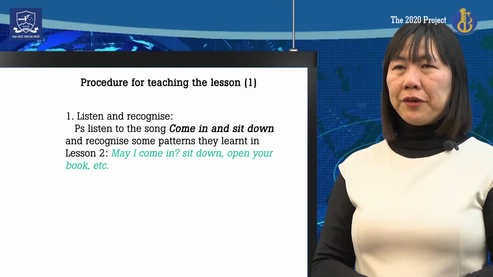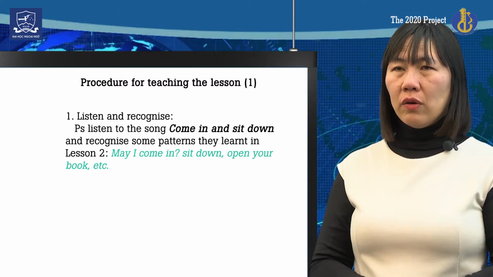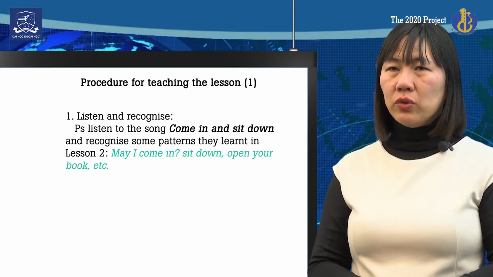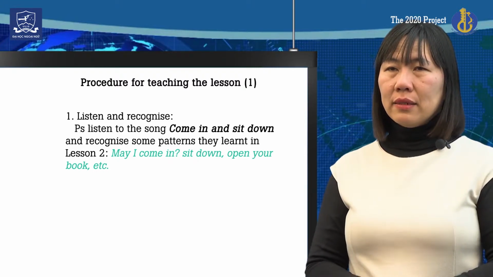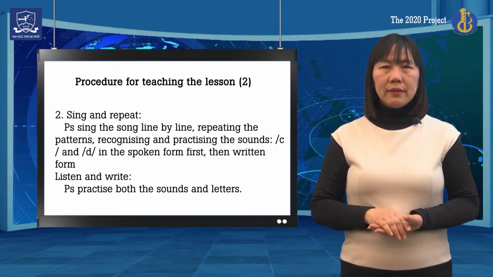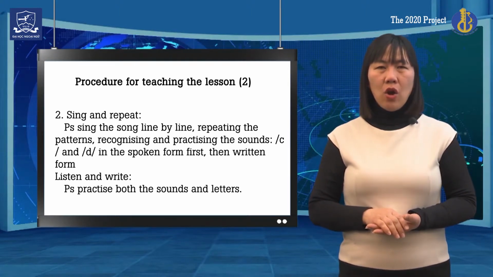Activity 1. Listen and recognize. Teacher plays the song. Pupils listen to the song, come in and sit down, and recognize some patterns they learned in lessons 1 and 2. For example, may I come in? Sit down please. Open your book, etc. Activity 2. Sing and repeat. Pupils repeat these patterns by singing the song line by line, also recognizing and practicing the sounds k and d in the spoken form first, then the written form c and d.